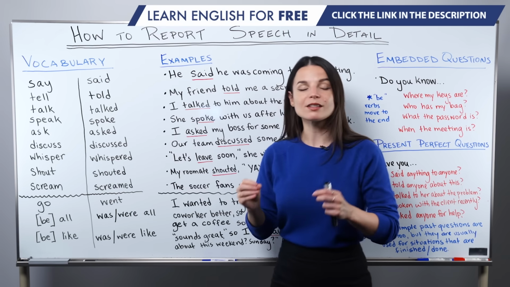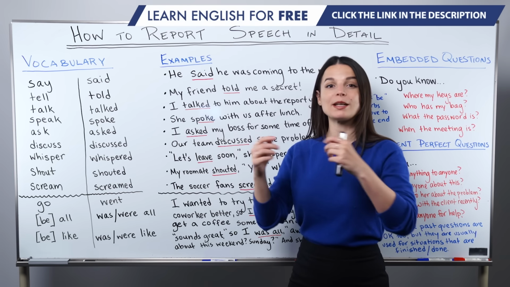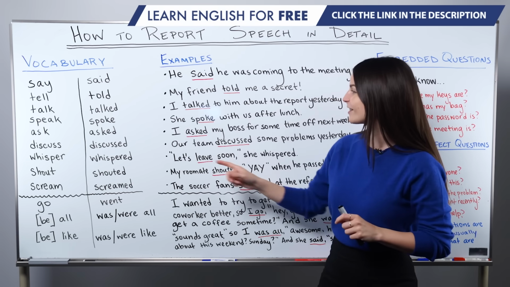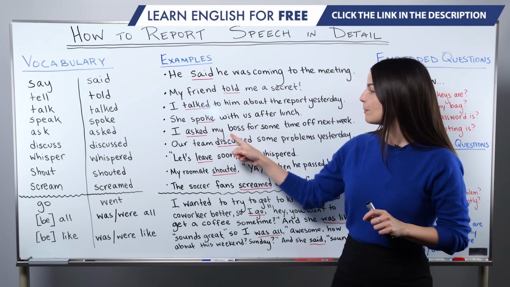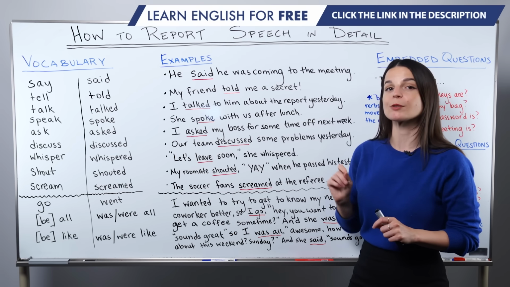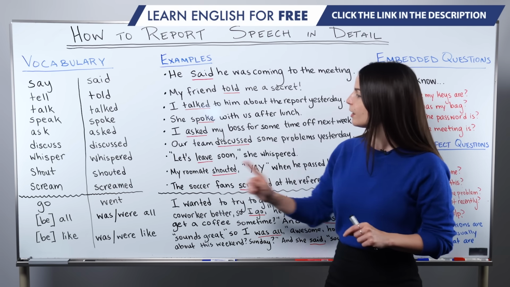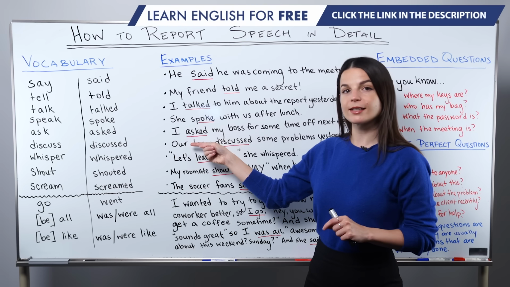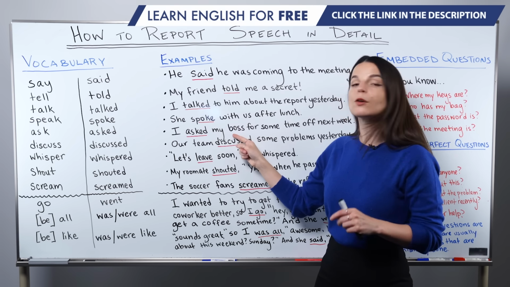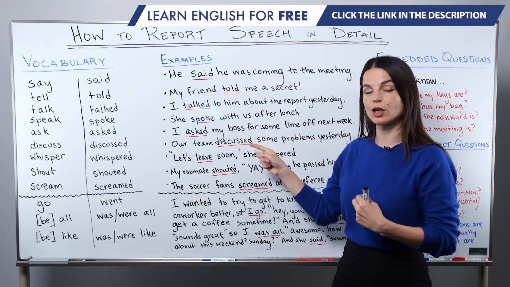Okay, so we use this when we need to make a question or we need to report that we asked a question. So let's look at the example. I asked my boss for some time off next week. So here we have past tense asked, I asked, and after that is my boss in this case. So this is the person receiving the request.